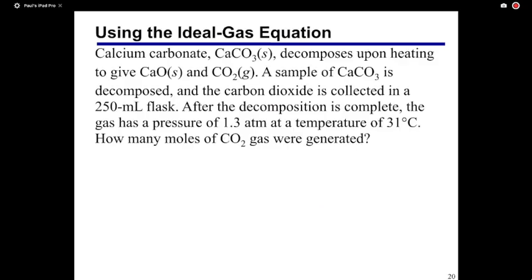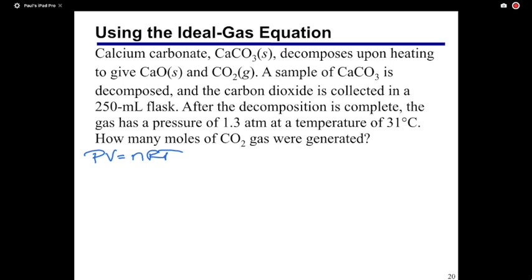Okay? And so here we have calcium carbonate. Calcium carbonate, a solid, decomposes upon heating to get calcium oxide and carbon dioxide. A sample of calcium carbonate is decomposed and the carbon dioxide is collected in a 250 milliliter flask. After decomposition is complete, the gas has a pressure of 3.1 atmospheres and a temperature of 31 degrees Celsius. How many moles were generated? Okay, so in this PV = nRT, what are we solving for?